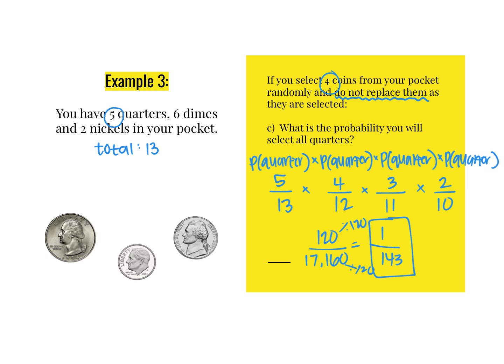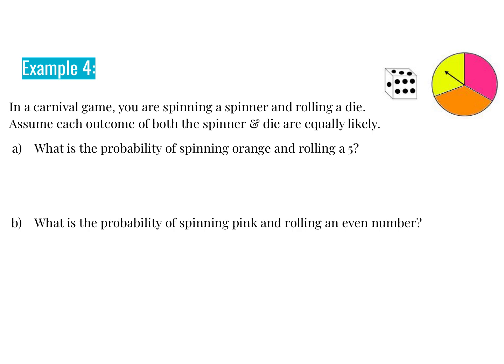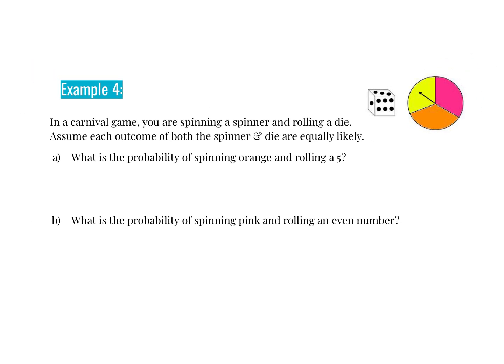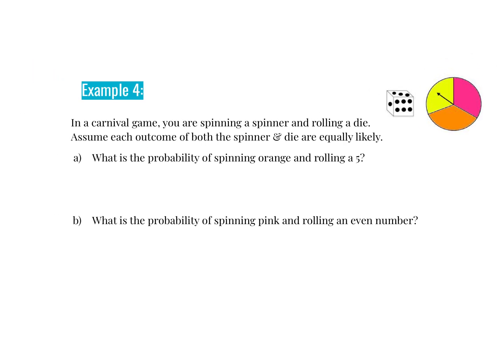We won't always work with quarters and Skittles and M&Ms. You might see spinners and dice. So let's take a look at what that might look like. Here we're at a carnival game and you are spinning a spinner and rolling a dice, and we are assuming that the probability or the outcome for each is going to be the same, or equally likely.